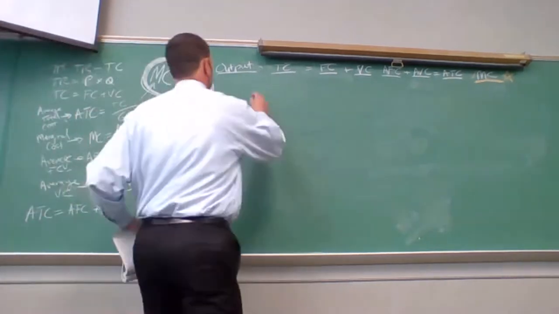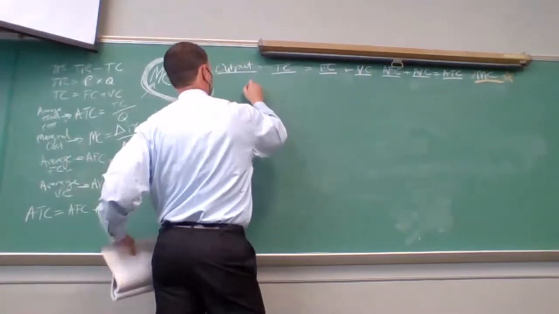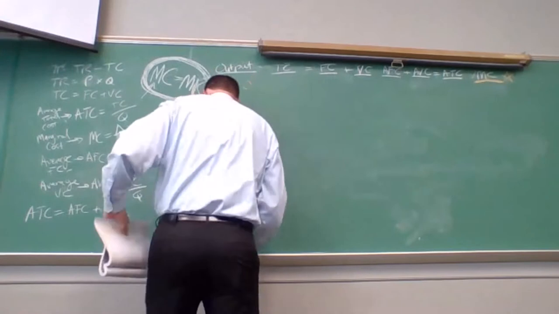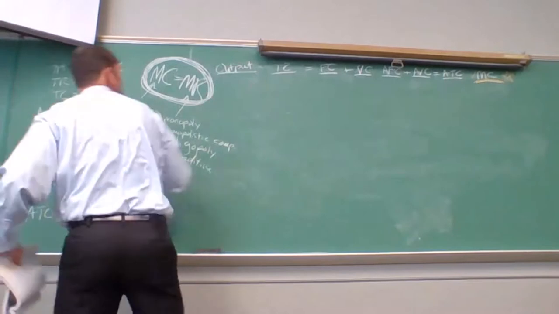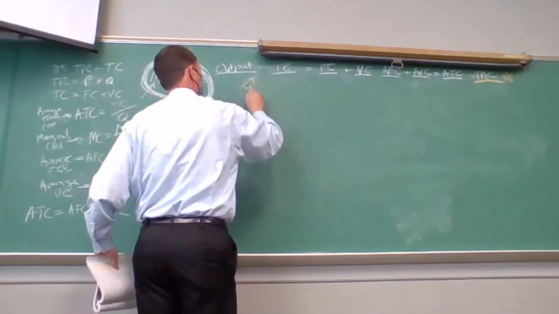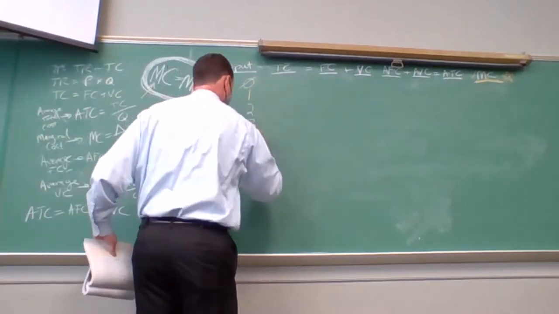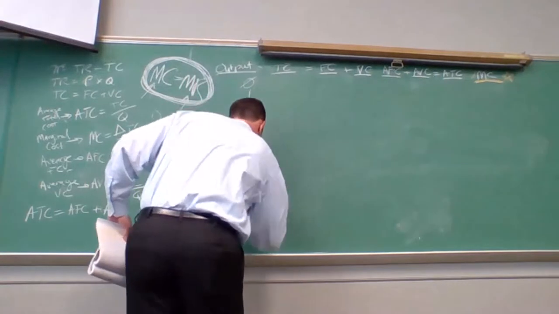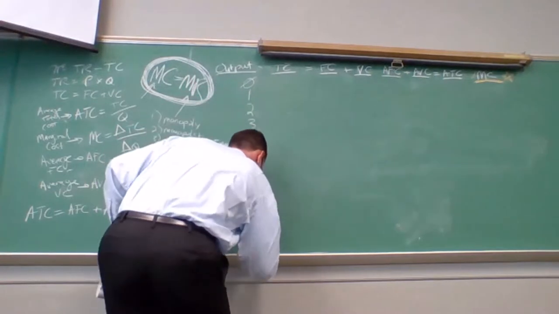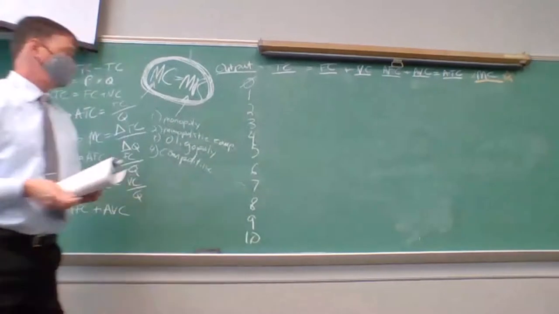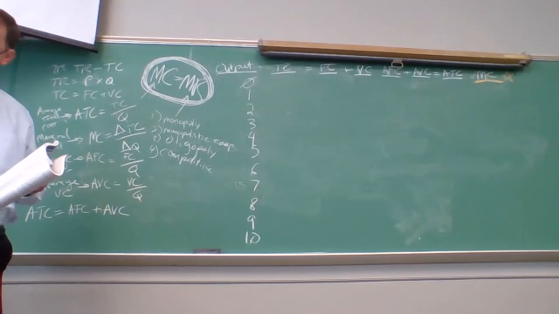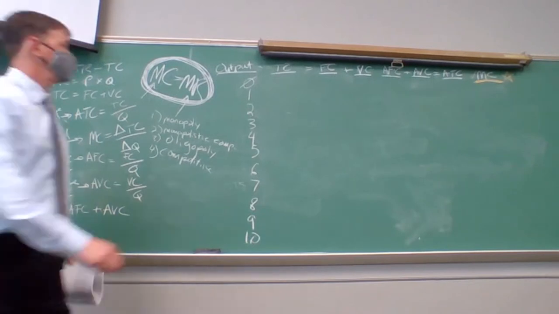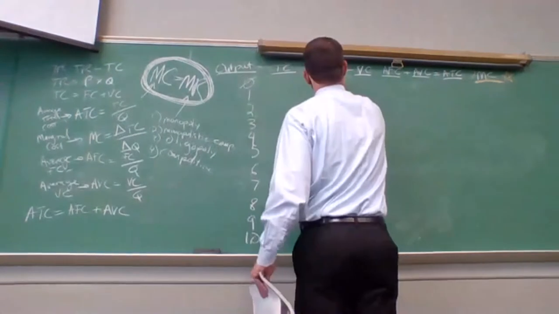Okay. Let's say we have 11 rows here. Let's say zero output. Let's say 1, 2, 3, 4, 5, 6, 7, 8, 9, 10. And I think in this example in your book, that's cups of coffee. Total cost, we need to know fixed cost and variable cost. Fixed cost is going to be the same either way, right? Because they're fixed. So let's jump there first.